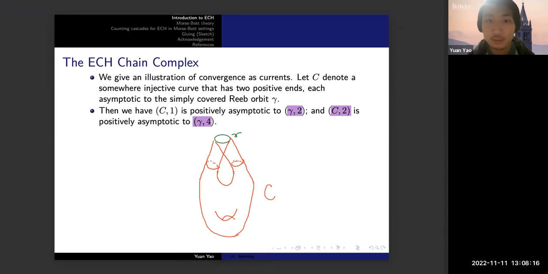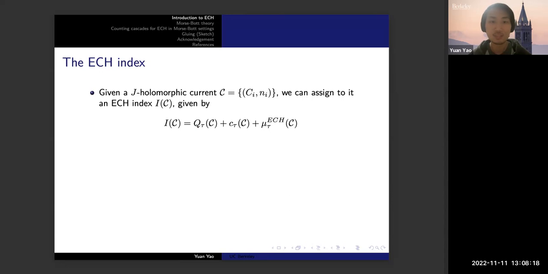so let's keep going. Now I've told you what the generators are and what the J-holomorphic currents are. We need to pick out some special collection of currents in order to count them. And we do so with the help of an ECH index.